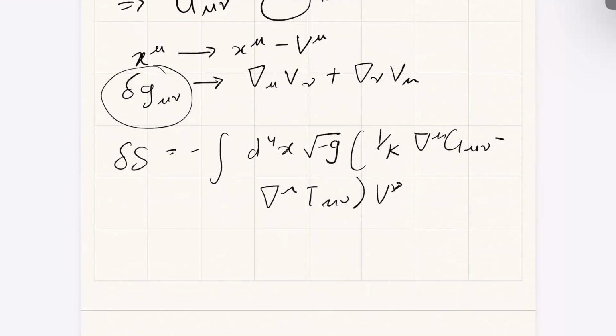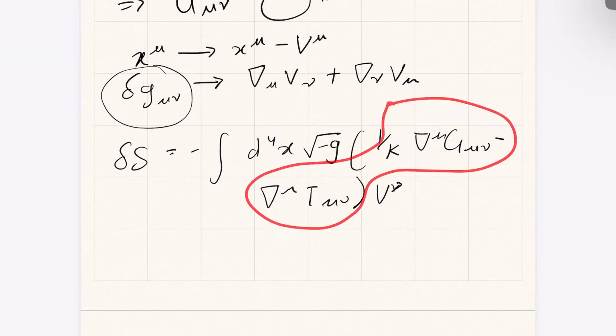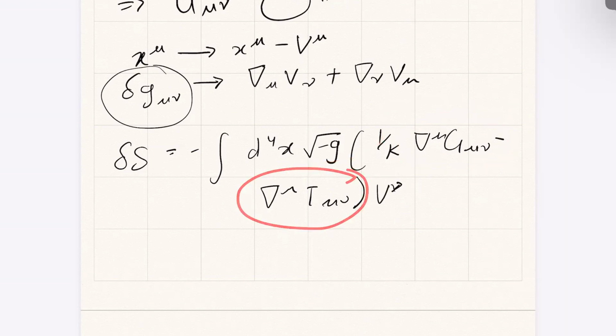That means this goes to 0, right? So if this goes to 0, and for this whole part to be 0, it must be true that this also goes to 0, right? And this hangs together because, of course, I know that covariantly the Einstein energy momentum tensor is 0, because covariantly energy and momentum is conserved.